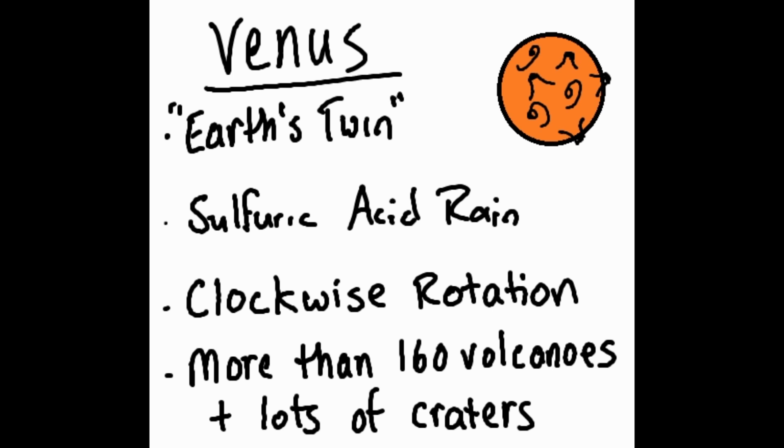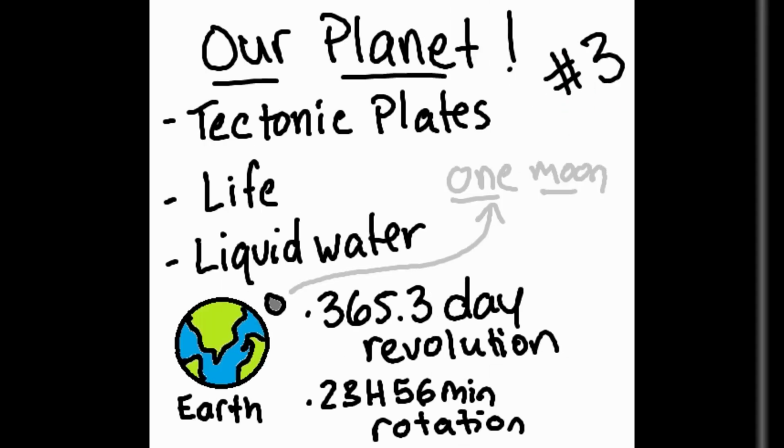Next, we have Venus, which is about the same size as Earth, has sulfuric acid rain, a clockwise rotation, and over 160 volcanoes and craters. The third planet is Earth, which is known to have tectonic plates, life, liquid water, the only one with that, one moon, a revolution of 365.3 days, and a rotation of about 24 hours.